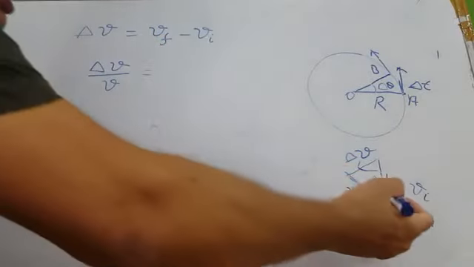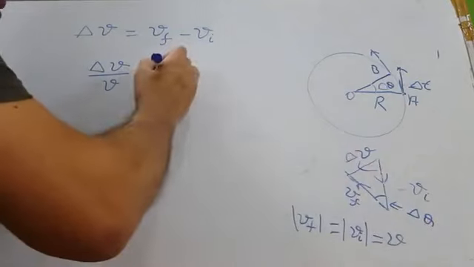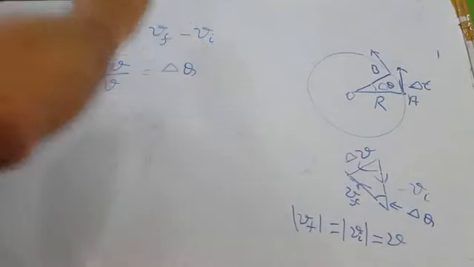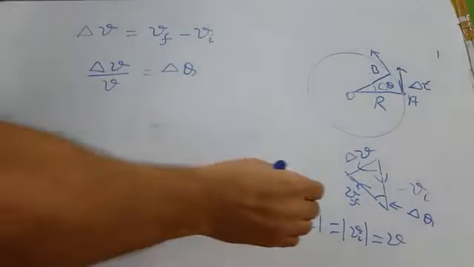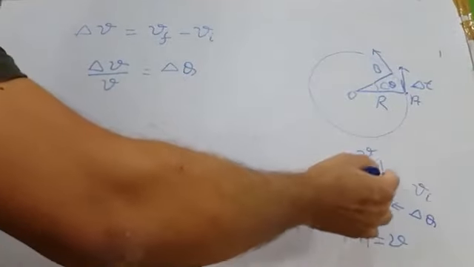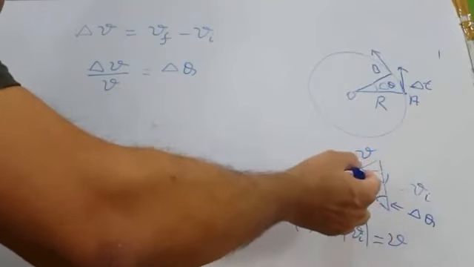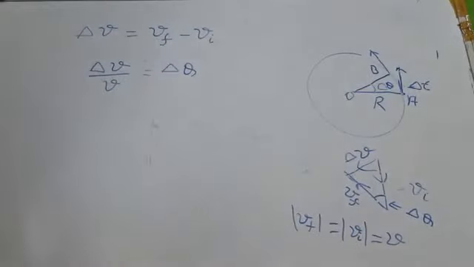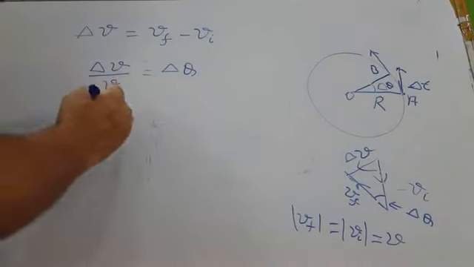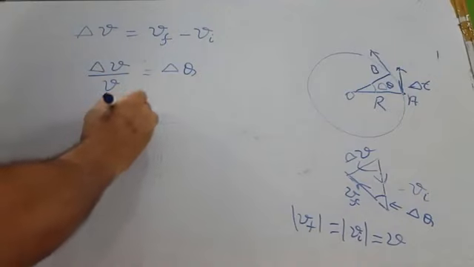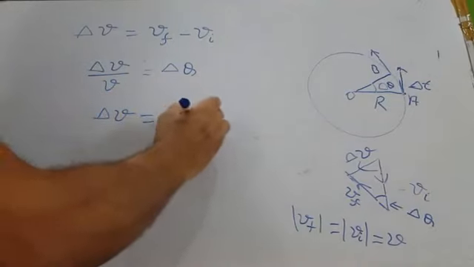It will be equal to this angle, delta theta. It is a trigonometric identity. If this distance is very, very small, in that case this angle will be almost 90 degrees. So this side by this side will be sine theta, and sine theta is equal to theta if theta tends to 0. If theta is very small, sine theta will be equal to theta. So delta V will be equal to V delta theta.